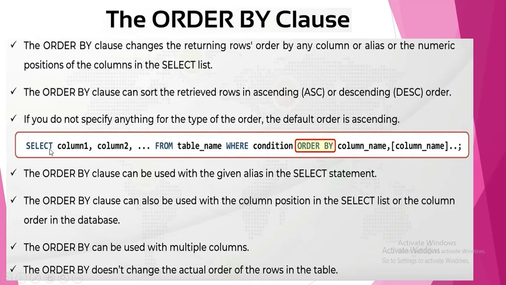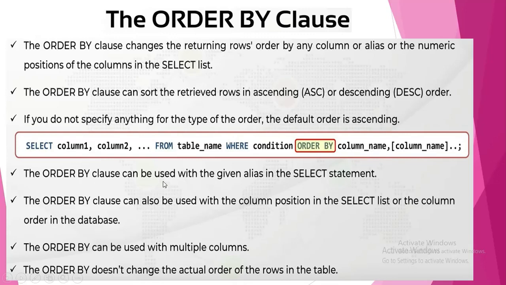So the query syntax goes like this: select column 1, column 2 from table name, where condition applies here, order by column name, column name. We didn't mention any order by specification here, so it will return the result in ascending order.